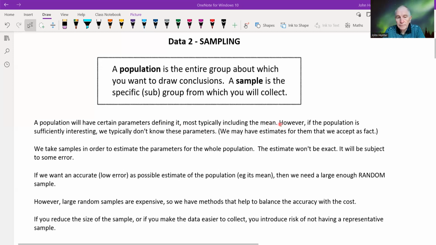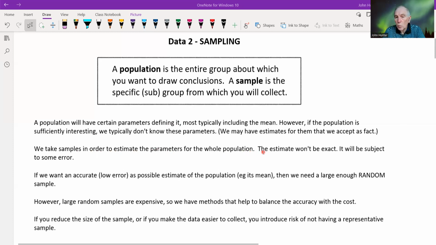The point is, if the population is sufficiently interesting, it's probably large, and we don't know those parameters, and we can't actually find them out exactly. We could, but obviously the costs are very, very high. Basically, we gather data, we form estimates, and we accept those estimates as being the fact, and then make our judgments and decisions on that basis. So we take these samples in order to estimate the parameters for the whole population.